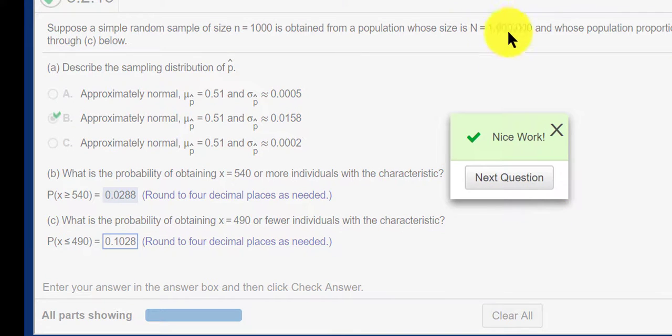That's it. So that's how you do question number 6 in Unit 3, Learning Objective 5.